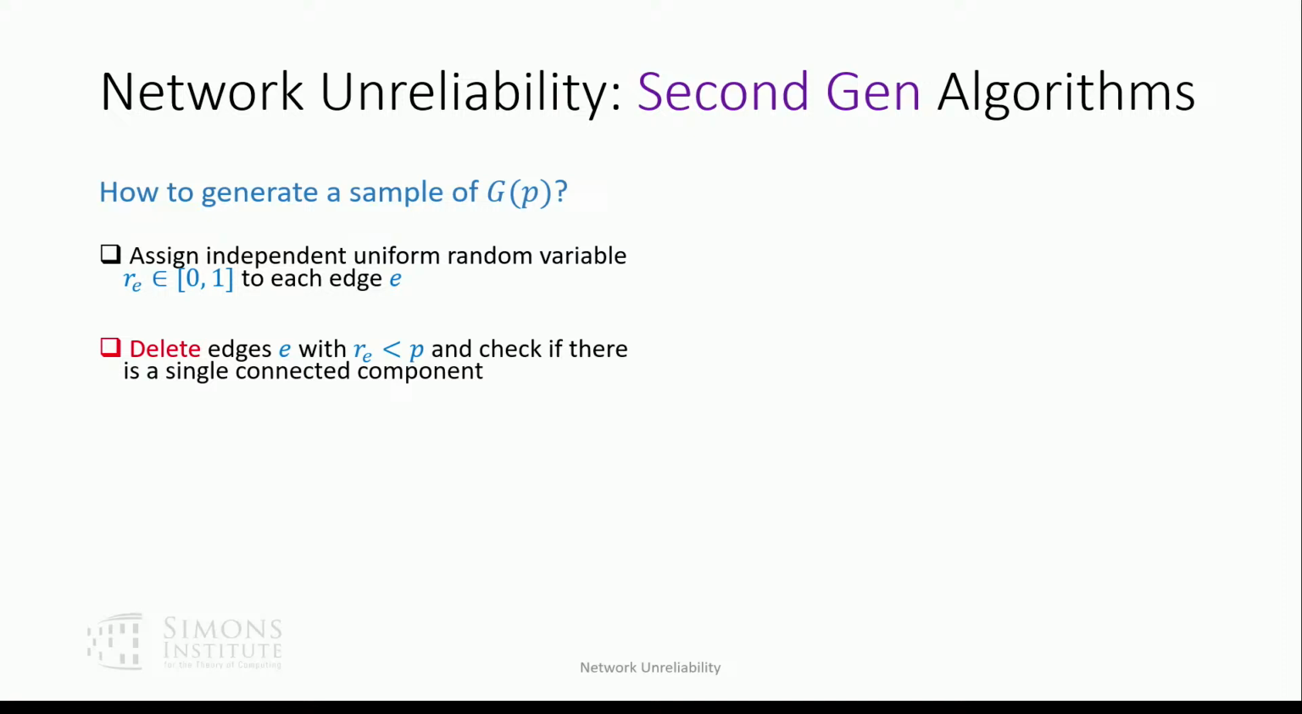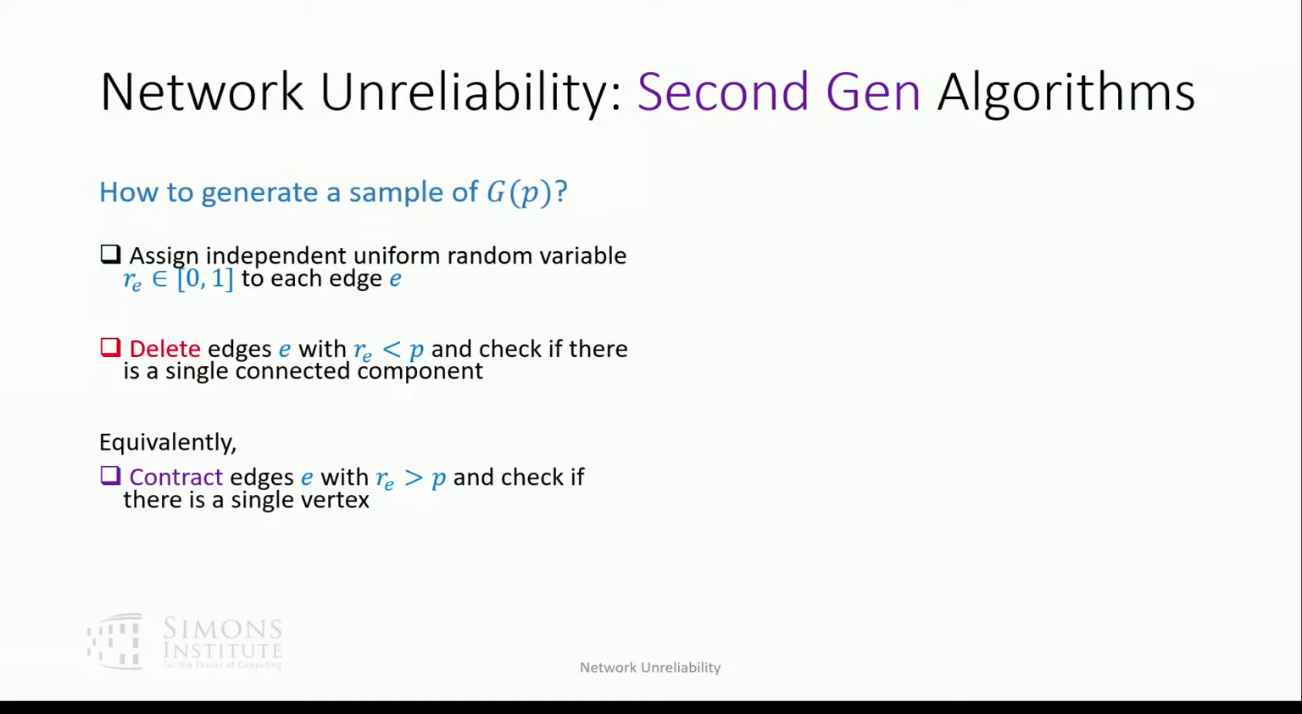Now, of course, the process that I outlined is equivalent to saying that if the value of r sub e is smaller than p, the edge should be deleted. If it's larger than p, it should remain. But now, instead of deleting any edge, let me do something else. Let me take all the edges whose value is larger than p, so r sub e is larger than p, and let me contract those edges.